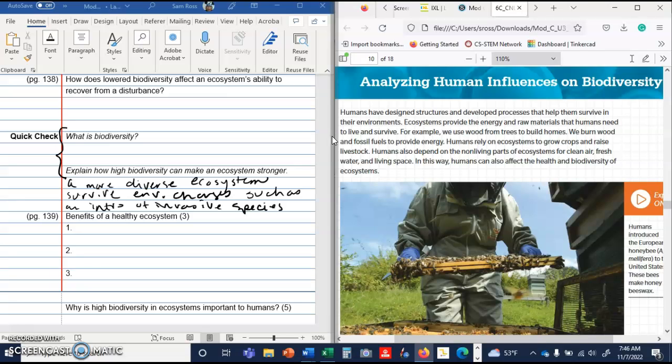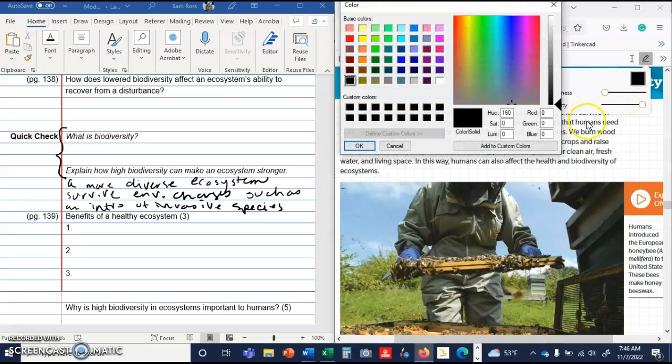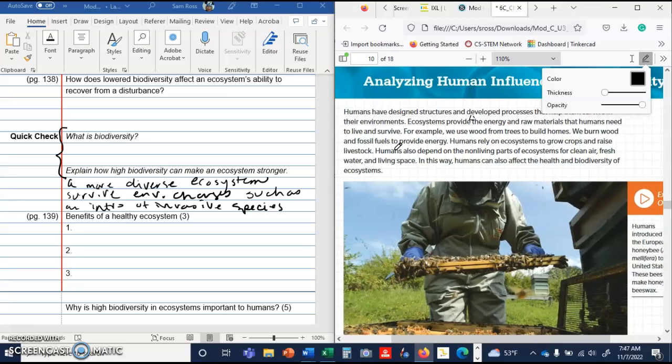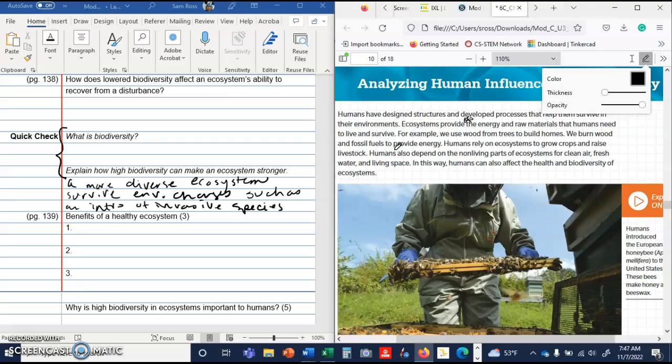Humans rely on ecosystems to grow. Why is high biodiversity? Okay, so I wonder. Humans rely on ecosystems to grow crops and raise livestock. Humans also depend on non-living parts of ecosystems for clean. Okay, so these are the three ways. Gosh, I wish I could annotate this, and I don't know. Would it let me annotate? Okay, great. Cancel. Let me see if it'll let me annotate now. So it says ecosystems 1. Oh, it did. Yay. Oh, maybe not. Okay, well, let's just forget that.